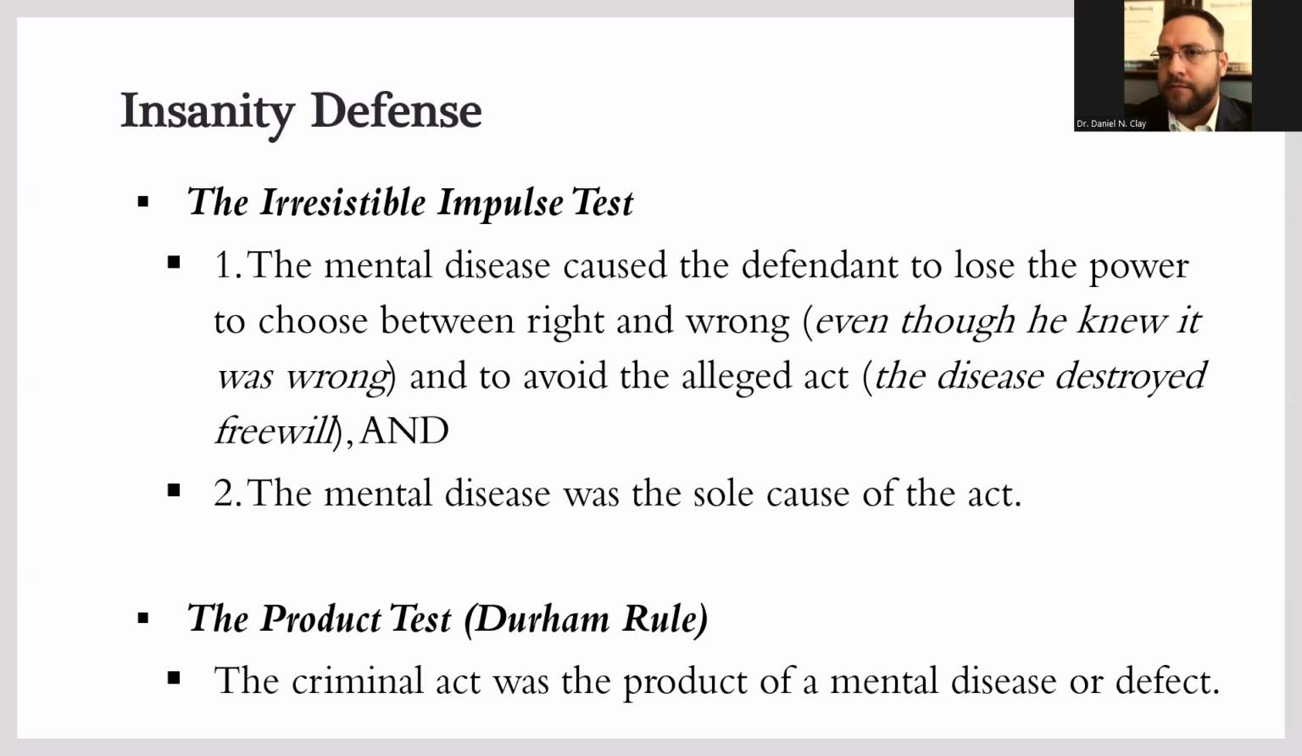So here they knew that what they were doing was wrong, right? So again, some states use this in combination with McNaughton. It's a little bit different spin on it. So they knew what they were doing was wrong, but they had some kind of mental disease or defect which made it impossible for them to do the right thing. And it was the mental disease that caused them to do the act.